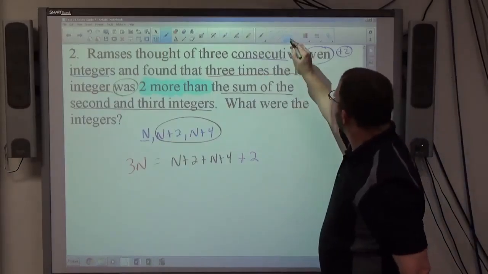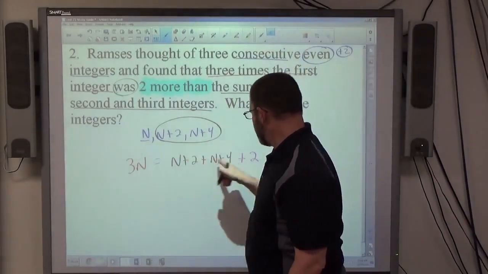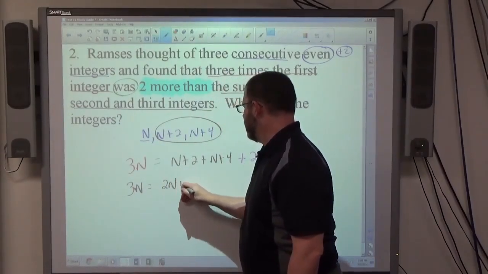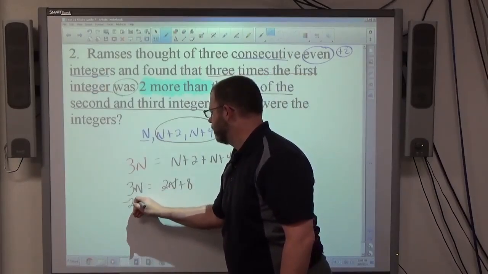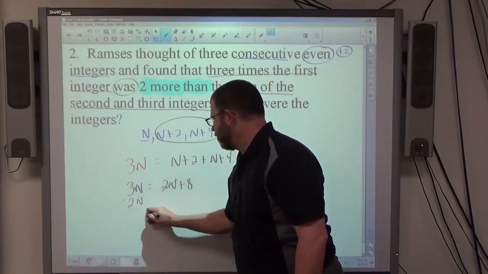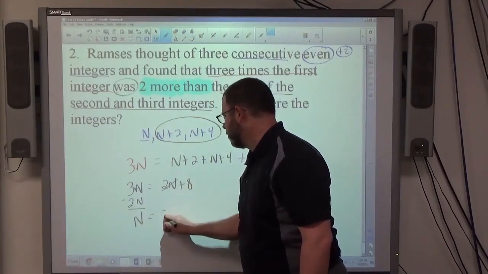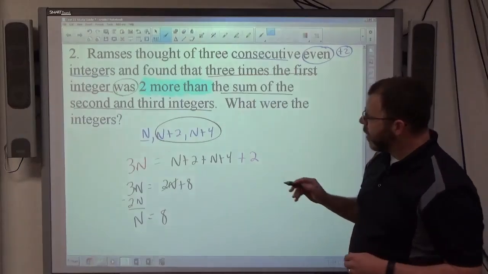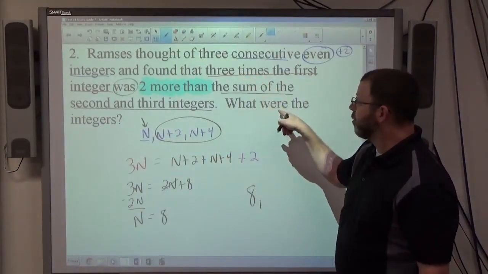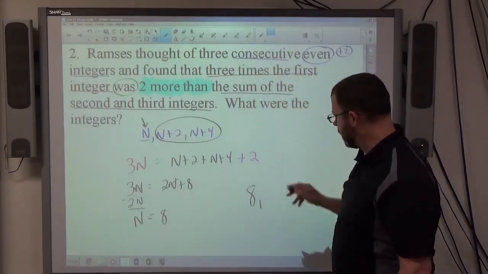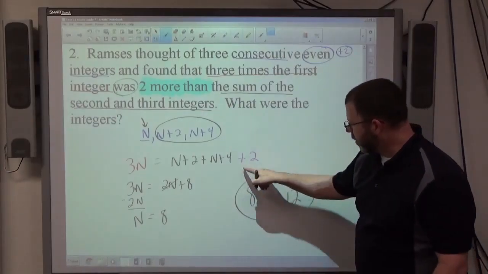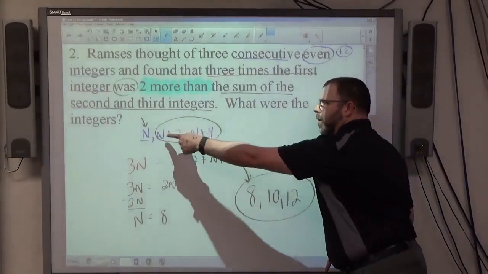After we set up our unknowns, we go ahead and solve the equation, combining all the like terms on the right hand side. 3n equals 2n plus 8. If I move the 2n over there, subtract it, I end up with 3n minus 2n, which makes 1n, and what's left on the right hand side is 8. 8 is representing n, which is the first integer. We're supposed to find all 3 integers. What were the integers in the 3 consecutive integers? So 8, 10, and 12 is what I'm going to go with. So again, you're going to find this answer, but you still have to create all 3 based on that pattern.